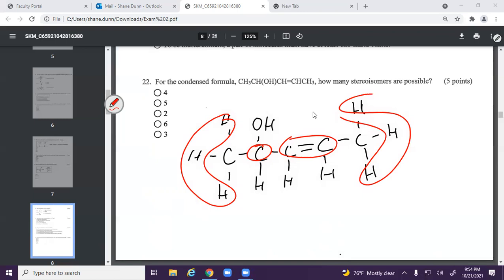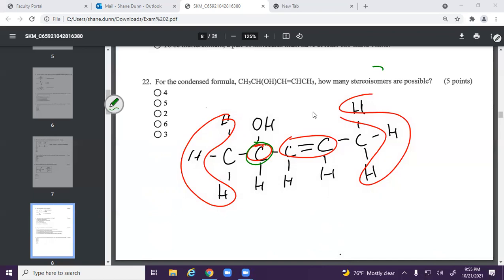Let me look at that. Okay. This one's also miskeyed because there's only one chiral center, correct? Yeah. This one's good. Yes. So there's only one.